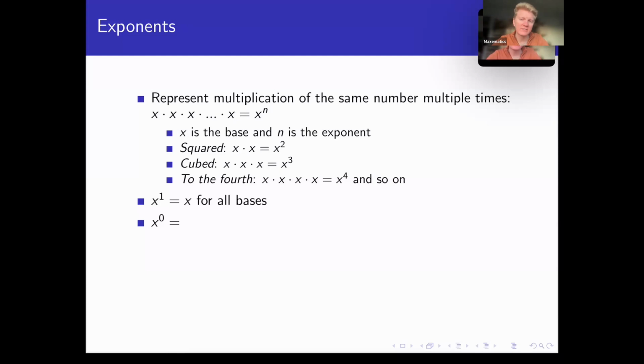X to the 0, a little complicated. We'll prove it in the next section, but x to the 0 is 1, unless x equals 0. 0 to the 0 is indeterminate. That's a Calc 1 question for a long time from now. So just for now, we can take it for granted that x to the 0 is 1. Any number raised to the 0 power is 1.